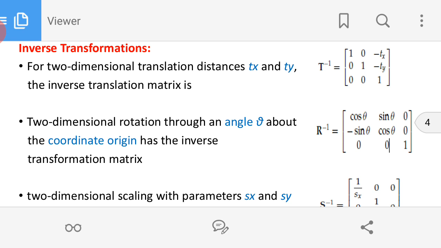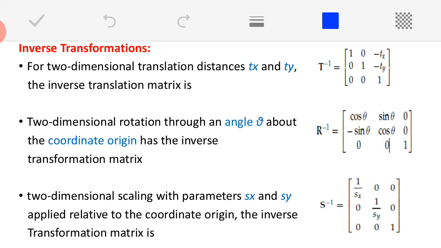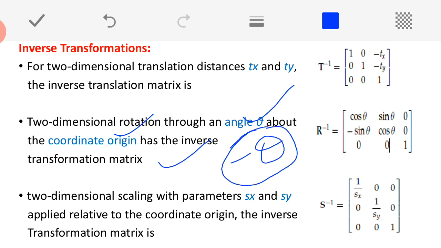Similarly, in 2-dimensional rotation, we perform the rotation with respect to an angle theta, and the rotation is always done with respect to the origin. At that time the inverse matrix will be given by minus theta if theta is the normal rotation. Minus theta will become the inverse rotation. So if I substitute minus theta in place of theta, what am I going to get?